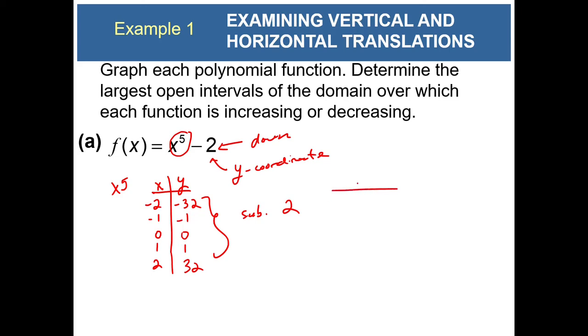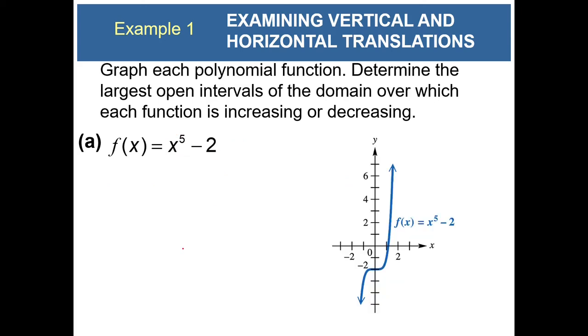I'm going to make another table. The first coordinates are unaffected, so we'll just copy them down as is. But the second coordinate will be subtracted by 2 each. So this is -34, -3, -2, -1, and 30. Now we can plot these points on some graph paper, and we'll be able to graph this function. And here's the graph of f(x) = x^5 - 2. And as expected, it's shifted down 2 units from x^5.